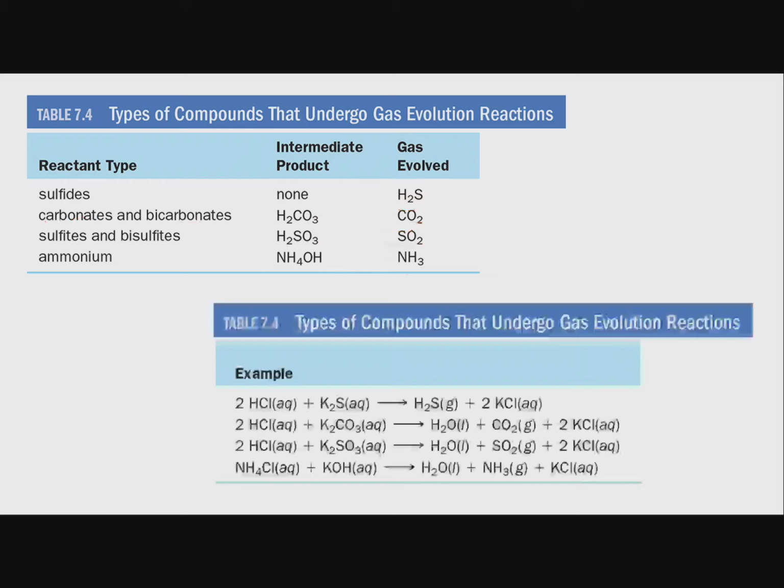So typically we would be adding some kind of acid or some kind of compound that is going to double displace. Double displace means switch cations, switch partners, with whatever is in our second thing here. These, of course, containing the reactant type, sulfides or carbonates or sulfites. And then you can see that some of these have intermediary products or intermediate products.